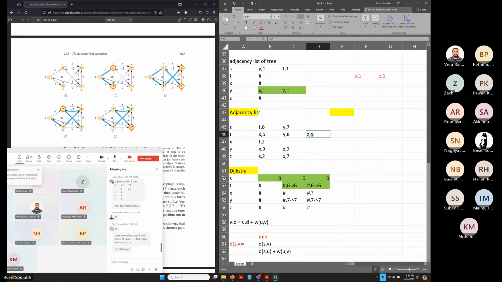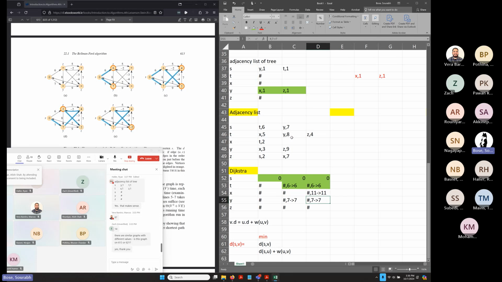Okay. So I am going to explore T now. I'm going to look at T's child nodes, and T is now going to offer for X 6 plus 5. So T is offering for X, that is 11. X is currently infinity, so 11 gets accepted and the new value becomes 11.